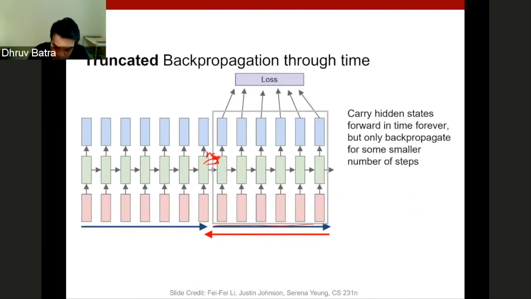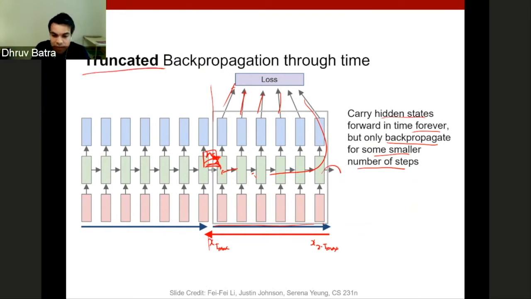So this is the key step. The H Tmaxes are not being reset at window boundaries to 0. They are still being propagated over, but now it is X Tmax to X 2 times Tmax that we are forward propping over, computing losses only within this window, and then doing backprop only within this window, stopping at the boundary of the window. So we're carrying the hidden states forward in time forever, but only backpropagating a smaller number of steps. This is an intermediate thing: we are not actually breaking our sequences into chunks of Tmax. It is not that after Tmax we forget that we were in the middle of a sequence. We are propagating H Tmax over at every window boundary, but backpropagation is truncated through time.